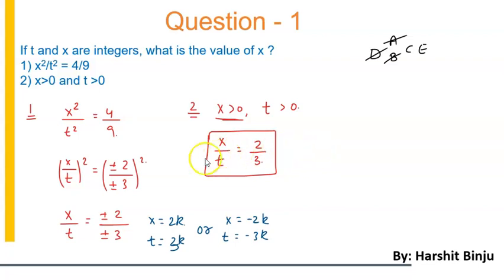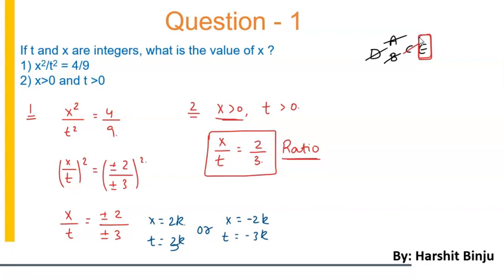So even when you combine the two statements, what you will get is the ratio. You will still not get the conclusive answer. So C also goes out, and the correct answer is option E. That's the answer.